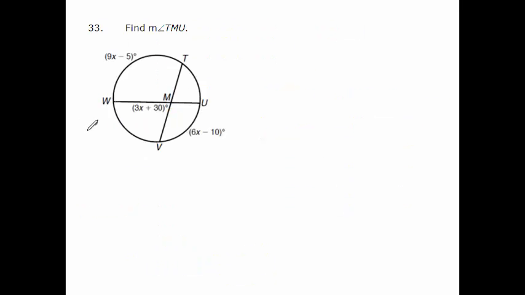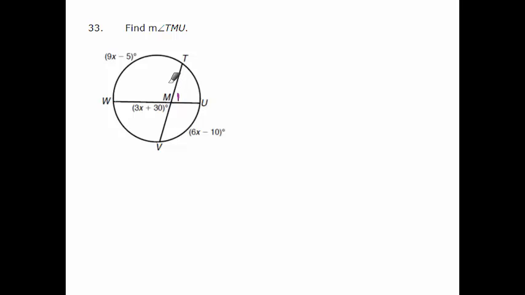Okay, for number 33, we have a circle with some chords that intersect, and we're given some angle and arc measures. We're asked to find the angle TMU, which is this angle right here. Just call it angle 1. And it is congruent because it's vertical angles with angle WMV, which we were given an actual expression for.